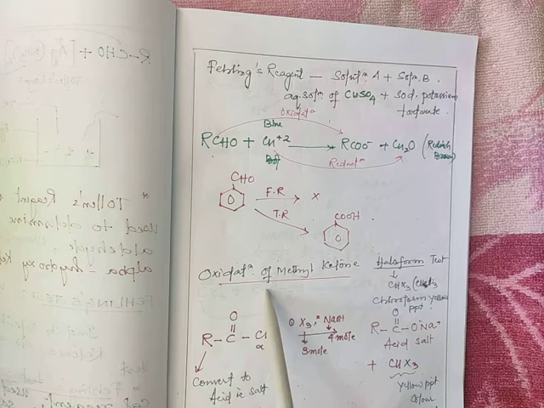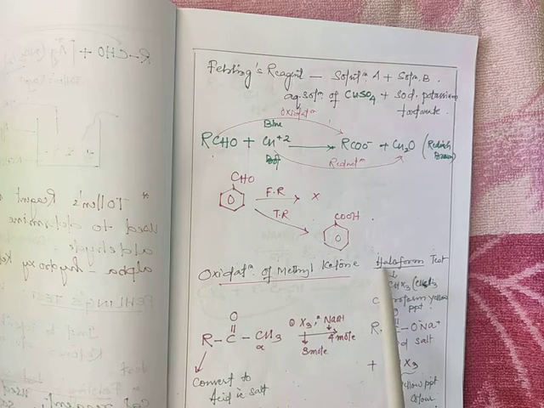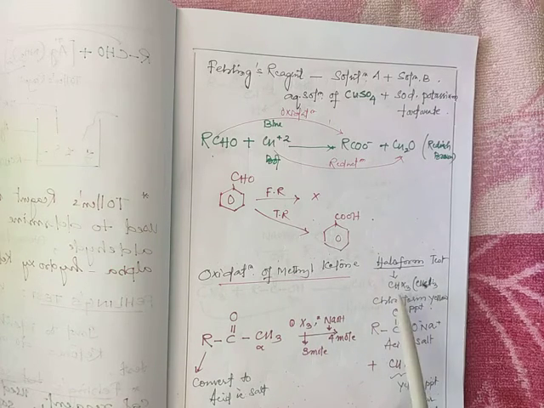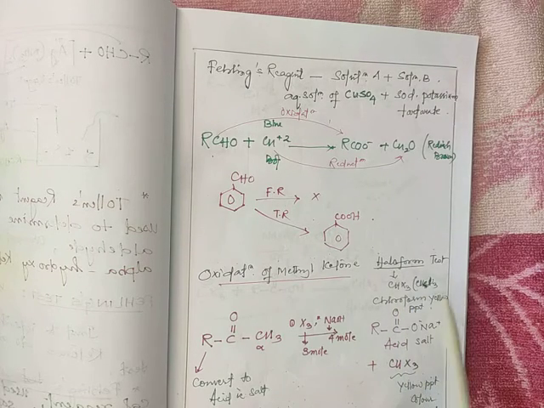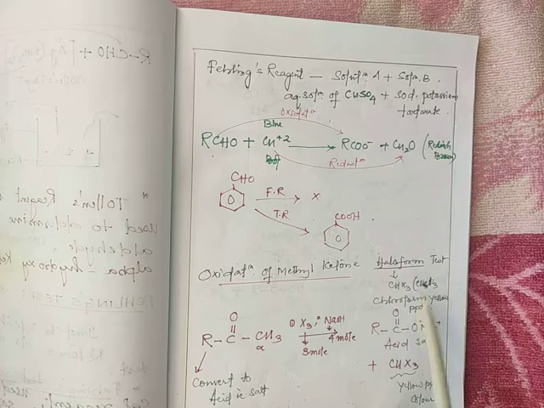benzoic acid. Now next is oxidation of methyl ketone in the haloform test. So haloform means CHX3. Halo means halogen form, halogen. Now CHCl3 is chloroform, a yellow precipitate.